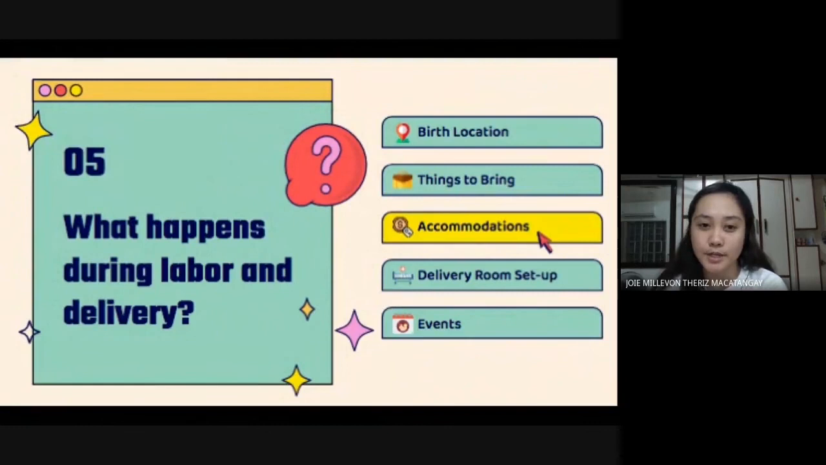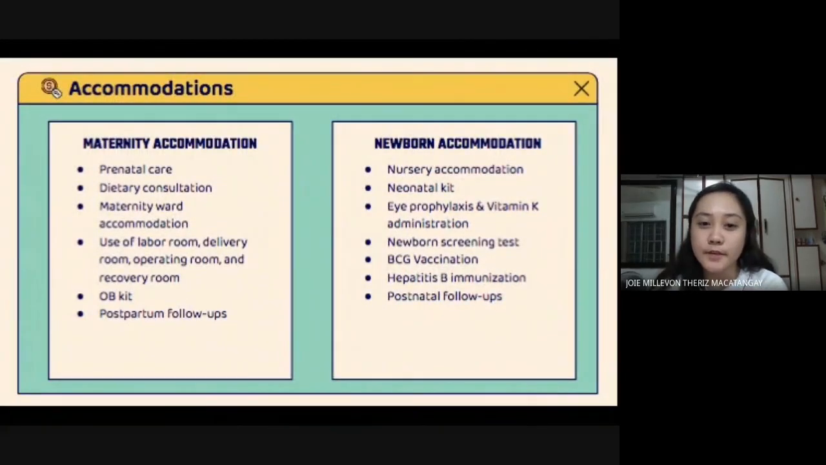Next is accommodations. So for accommodations for maternity, this varies per hospital. So for prenatal care, so before delivering the baby po, nagpe-prenatal history po muna kami. We also assess the vaginal discharge and such, which I will discuss later on. Dietary consultation, maternity ward accommodation, use of labor room, delivery room, operating room, and recovery room. So magkakasama na po yan lahat sa loob ng delivery room, which I will discuss later. And postpartum follow-ups. Sa newborn naman po, this varies pa rin po.